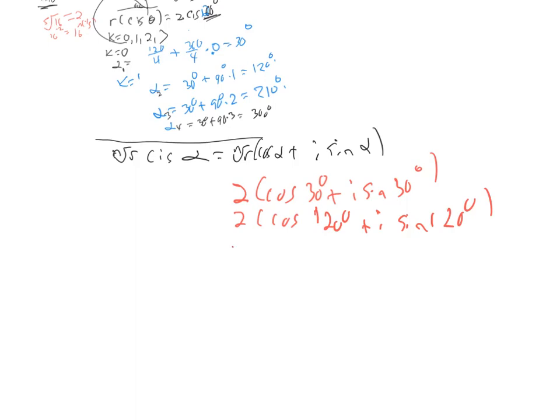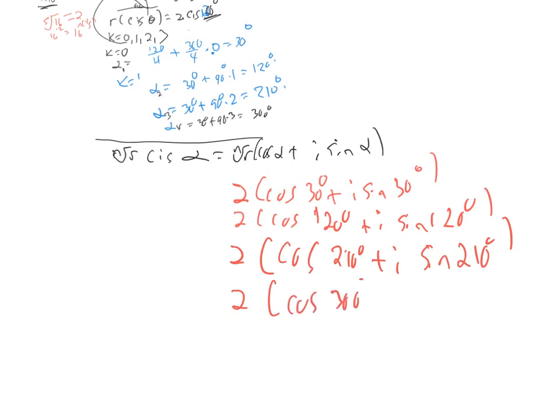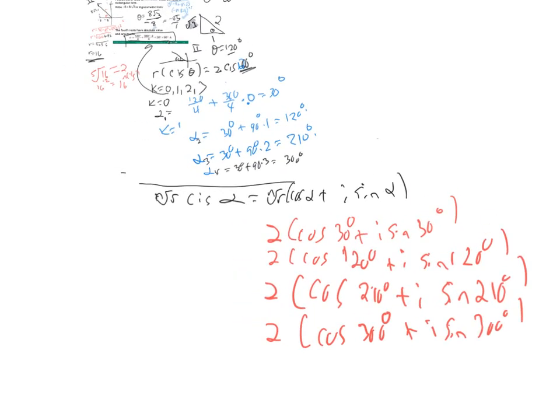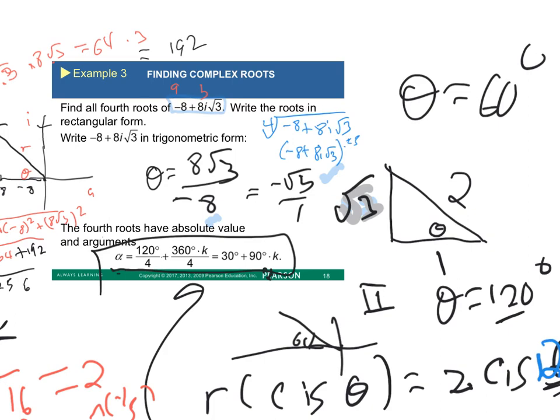Third one, 2 times cosine of 210 plus I sine of 210. Next one, last one I think, 2 cosine of 300 degrees plus I sine of 300 degrees. And I believe in the problem he wanted us to write all the roots in rectangular.